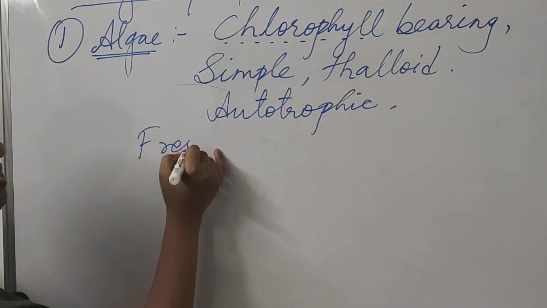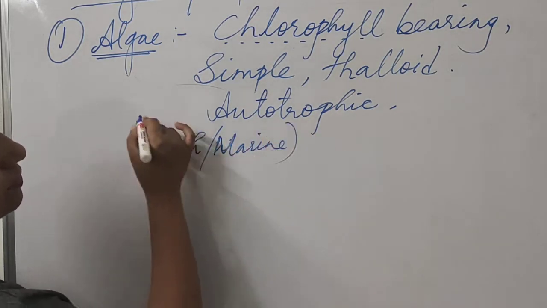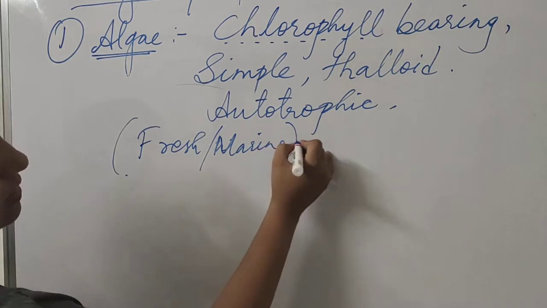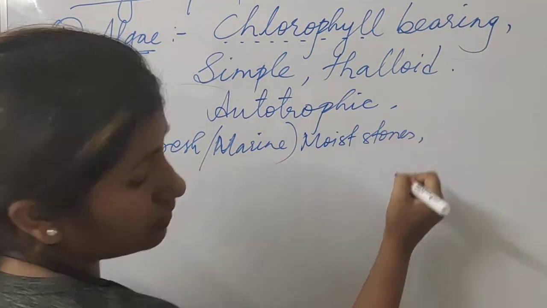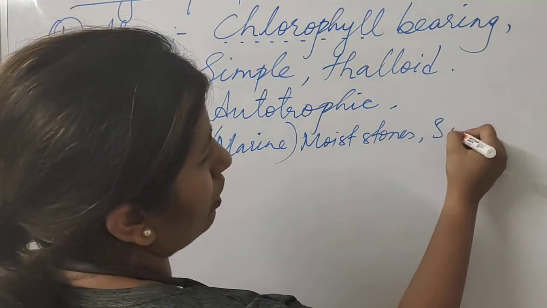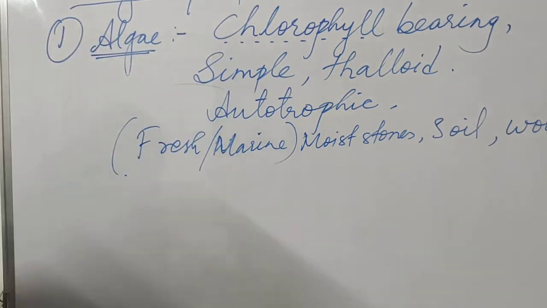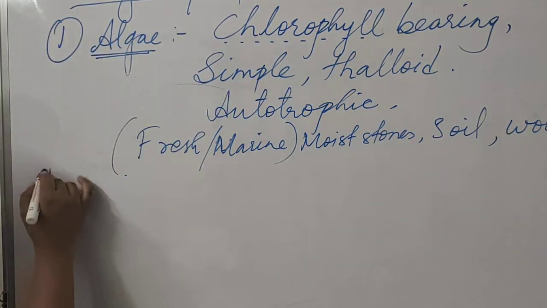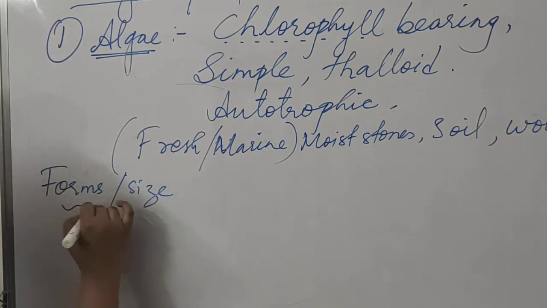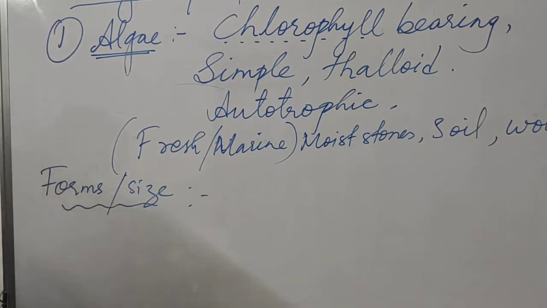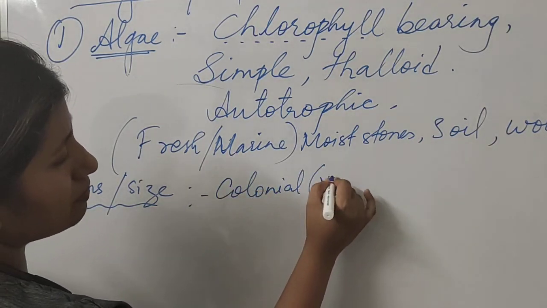fresh water and marine water. In areas such as where the stone is moist, soil, moist stone, soil and wood. These are the places where you will find algae. And how do you find algae? In what forms and in what size do you find them? You will find them in colonial forms, such as Volvox, for example.